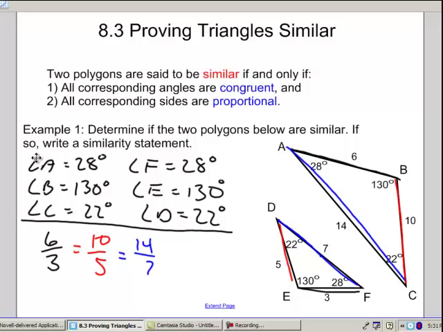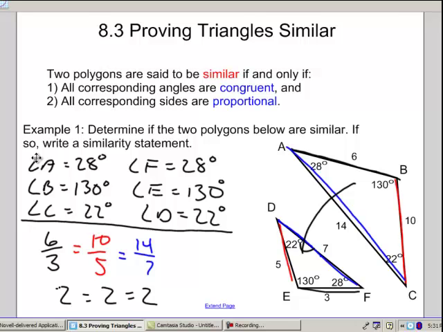Well, 6 divided by 3 is 2, 10 divided by 5 is 2, 14 divided by 7 is 2. So all the corresponding sides are proportional. Even though they are not congruent, they are proportional. This triangle is twice as big as this triangle.